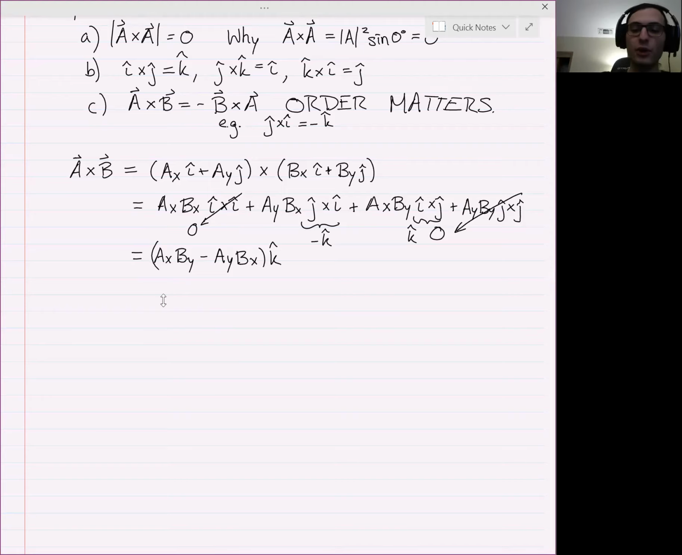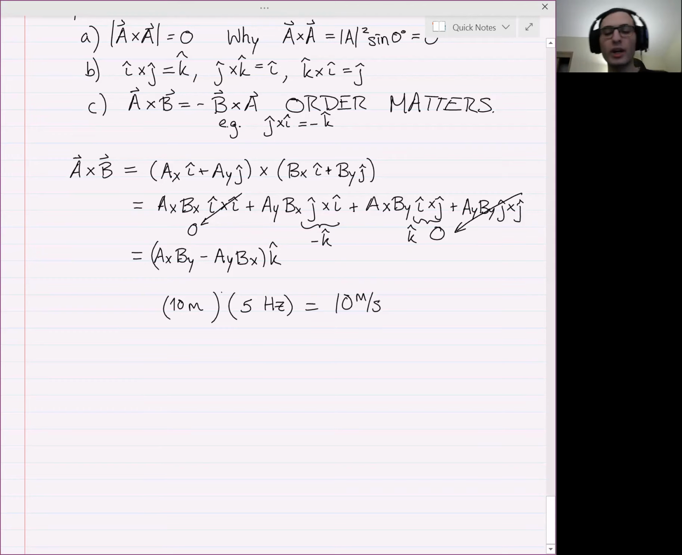Units. So just like if you were to multiply two numbers with units, say 10 meters times 5 hertz, which are inverse seconds, that would give you 10 meters per second. Just like regular multiplication, the units of cross products and dot products also just multiply.